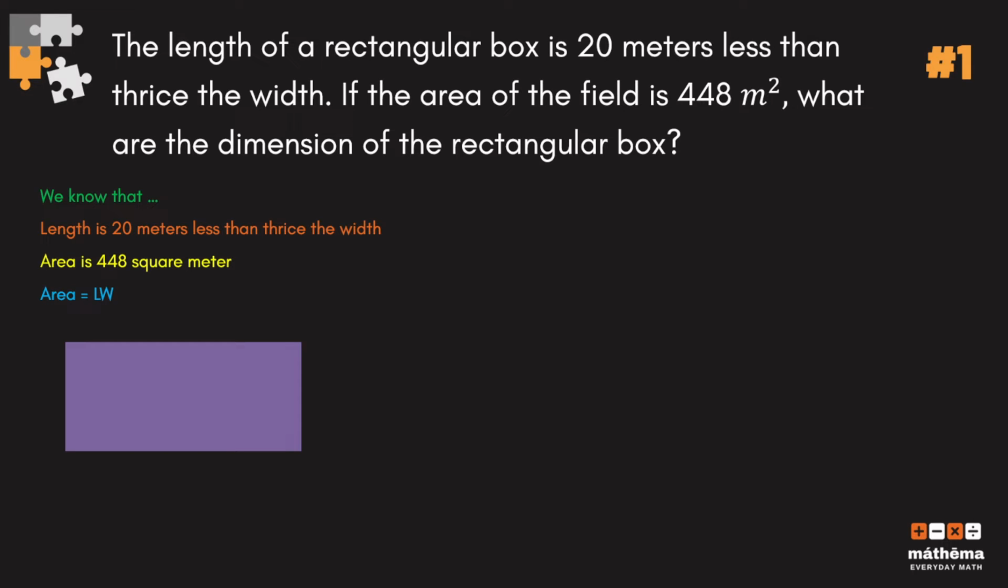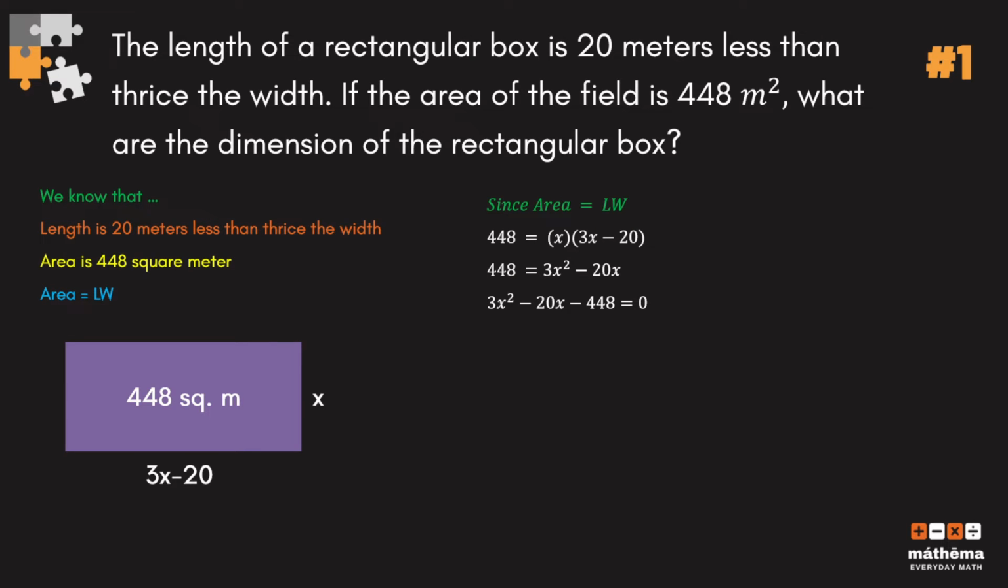So for instance, this will be our rectangular box. If we let x as our width, our length will be 3x minus 20. And we also know that the area again is equal to 448 square meters. So from this, since we know that the area is given by length times width, we will substitute the values. So we will write 448 is equal to the width, which is our x, times the length, which is 3x minus 20. Distribute x to 3x minus 20. We will have 448 is equal to 3x squared minus 20x. Equate to 0. We will have 3x squared minus 20x minus 448 is equal to 0.